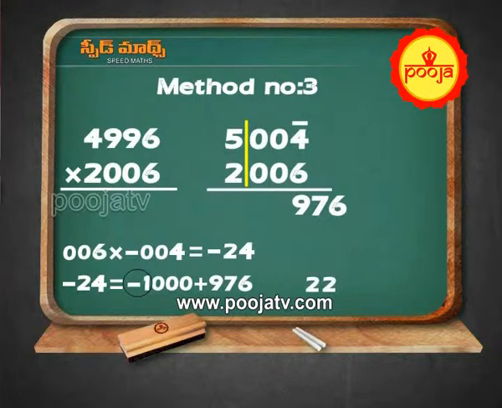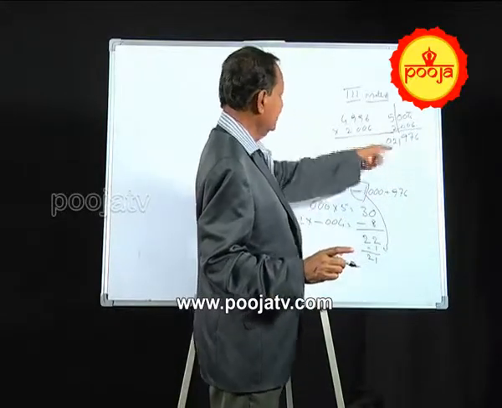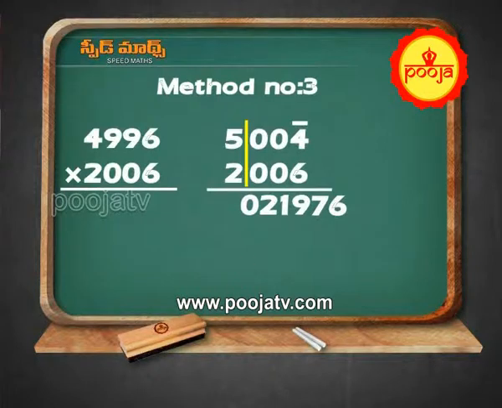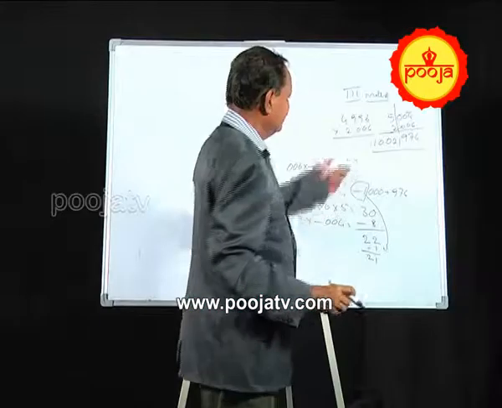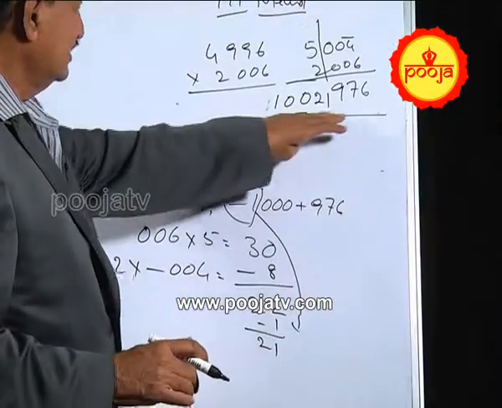6 into minus 4, minus 24, that I told you, it is 976. Cross multiplication: 6 into 5, 30, 2 into minus 4, minus 8, 30 minus 8, plus 22, and this minus 1 is outside. Okay, you subtract minus 1. 22 minus 1. Write it as 021. Always 3 digits, mind it. Finally nothing is outside. 5 into 2 equal to 10. Write it as 010. Left side 0, no value. So, 1 digit or 2 digits we write as it is. Now, the answer is 1002197.